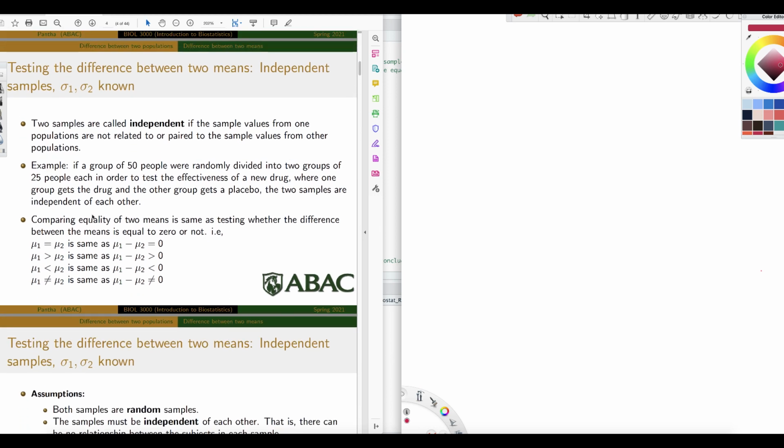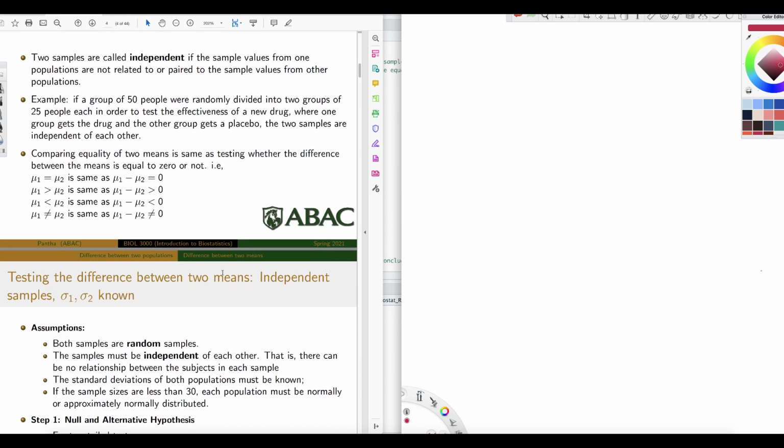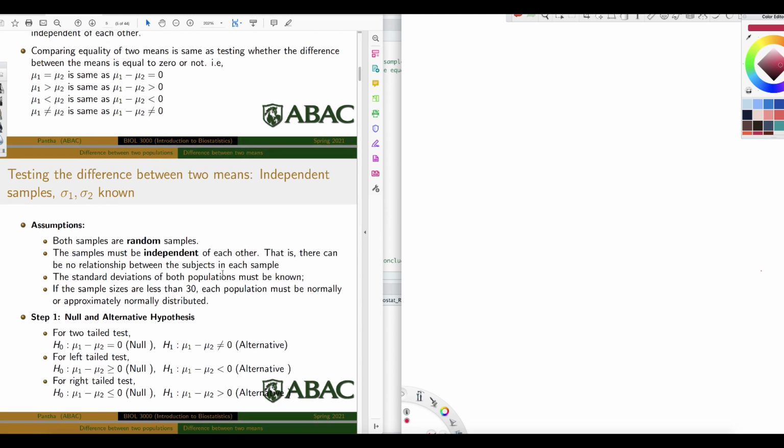Okay, so what are the steps? Comparing the equality of two means is the same as testing whether the difference between the means is equal to 0 or not. That's the same concept. Previously we used to do mu equals 50 or mu equals 70 like that, but here you are doing mu1 minus mu2 equals 0, mu1 minus mu2 greater than 0, less than 0, and so on. Not equal to 0 for the two tail like that. Okay, let us first state the assumptions: what are the assumptions that the population and the sample must satisfy in order to use the method that we will be discussing here to compare the means.